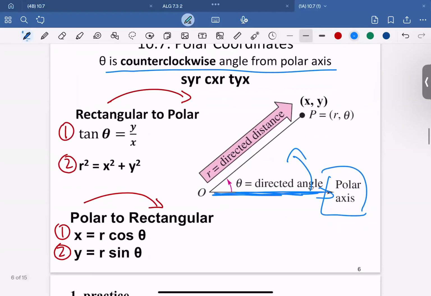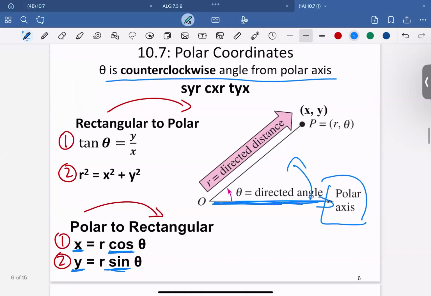Polar to rectangular, we're going from having an r, having a theta, and trying to figure out what our x and y values are. So x, it's kind of self-explanatory that we would want to deal with cosine. And when we're using y, we would deal with sine. So those are not too bad to memorize.